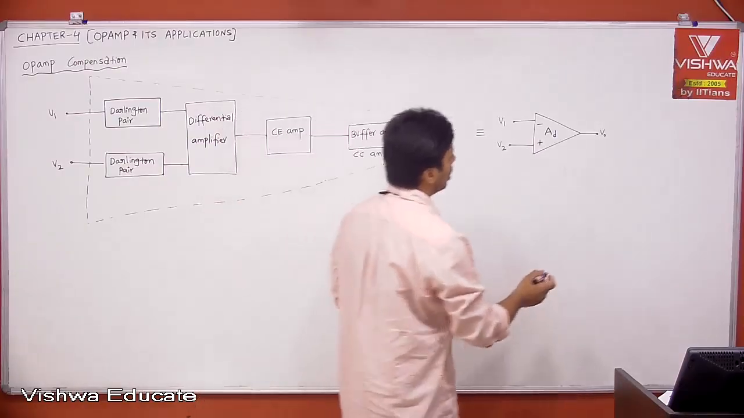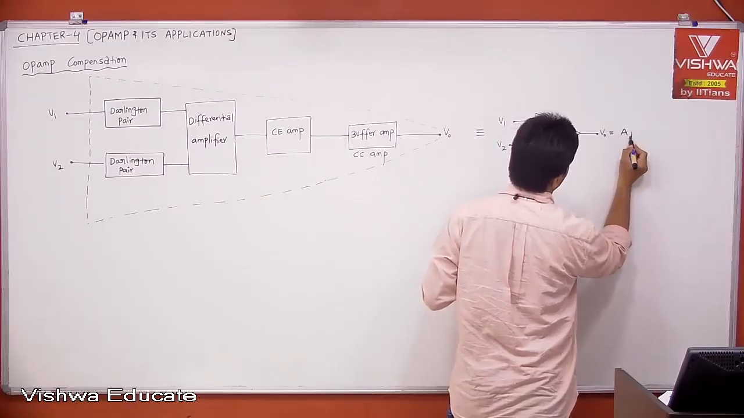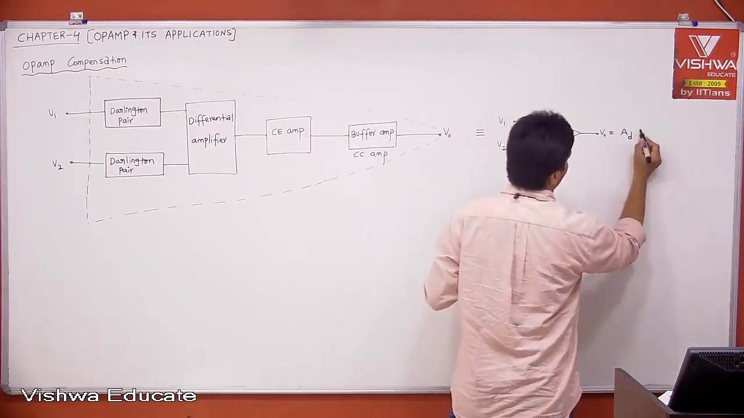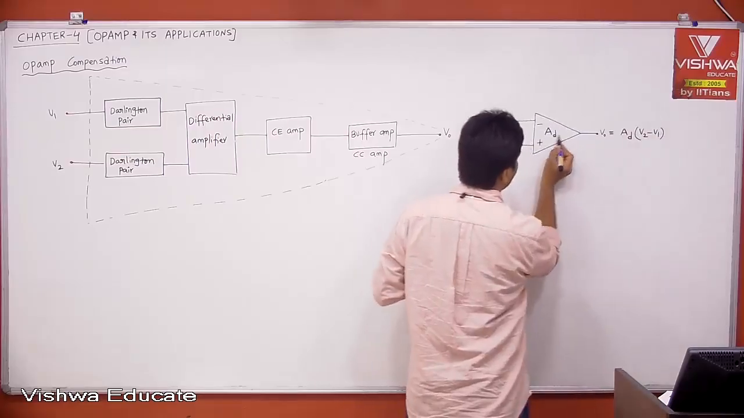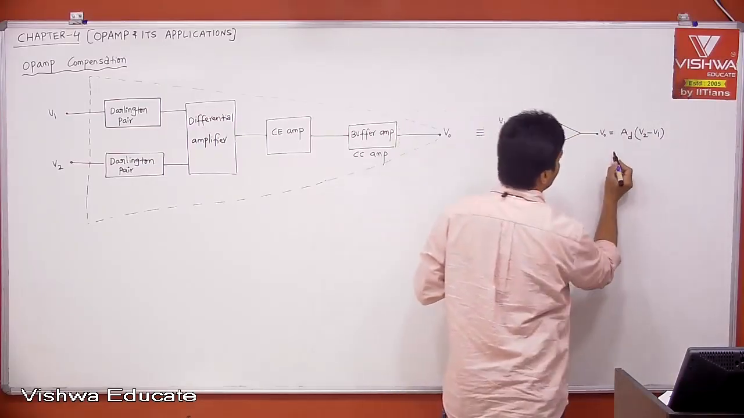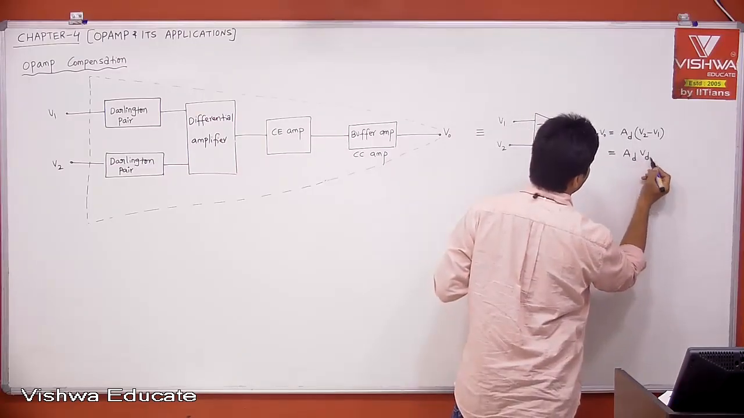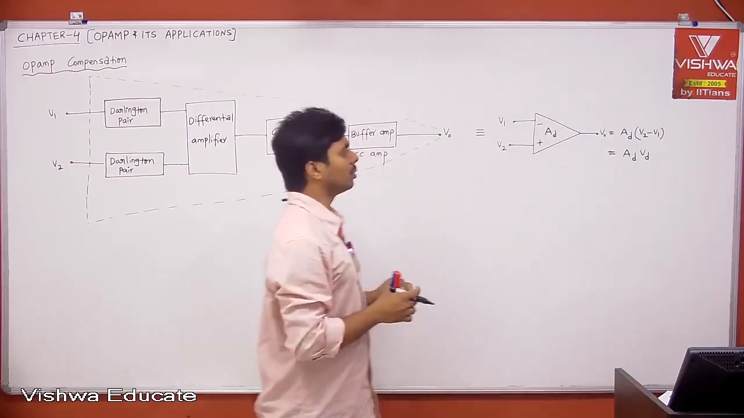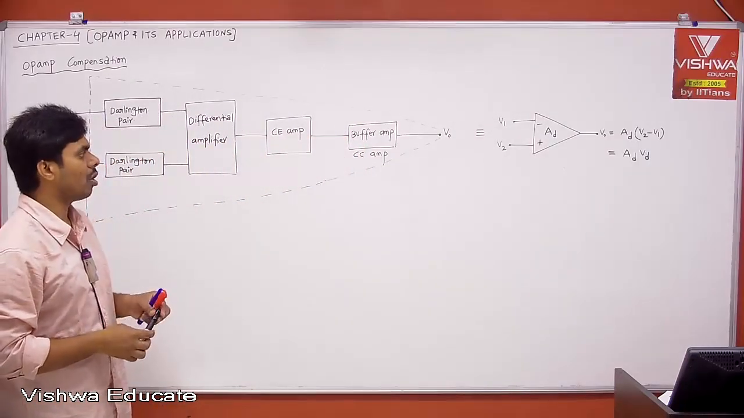Then what is V0? V0 is equal to AD into (V2 minus V1). Therefore, V2 minus V1, because plus, plus. V2 minus V1 into AD is nothing but your V0. Therefore, this is what people say AD into VD. VD is nothing but the differential input voltage. Right? This is the symbol people specify for your op-amp.